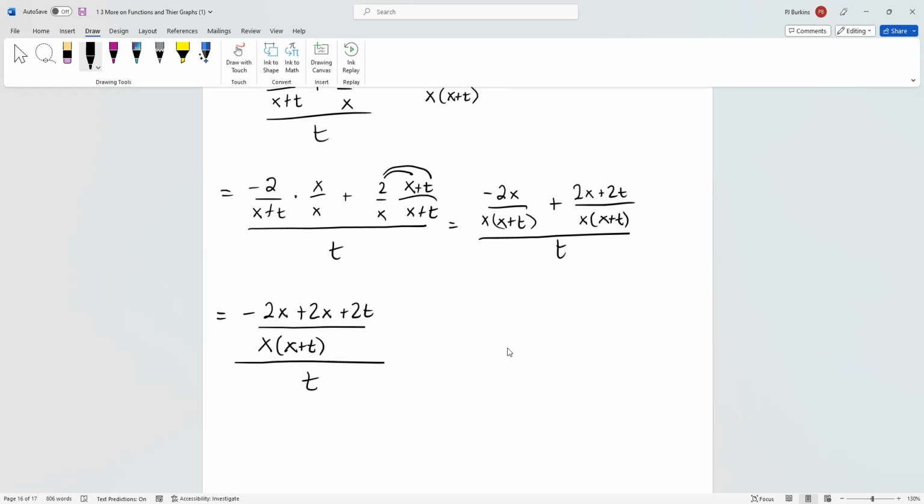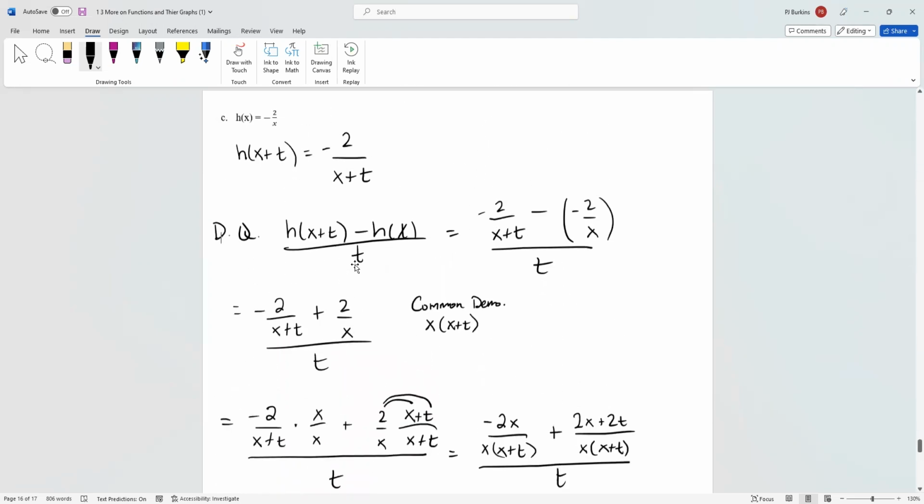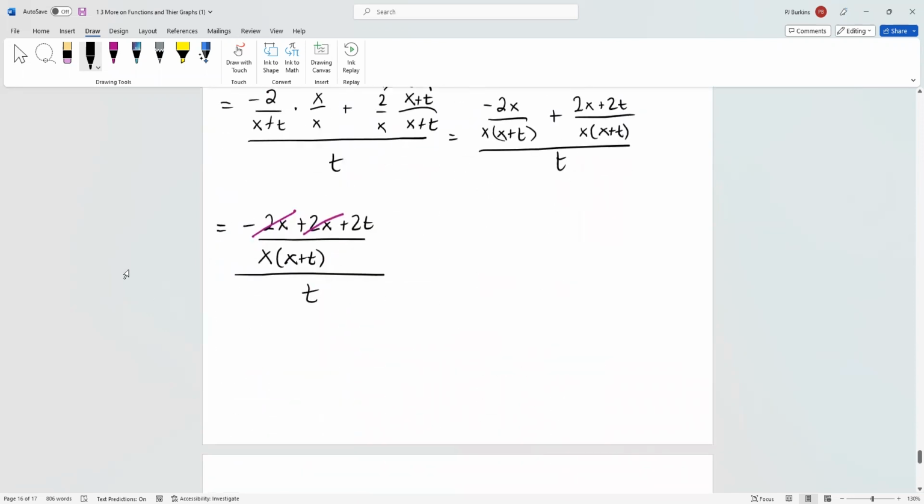Okay. Now what did that do for us? Well, now we've got minus 2x plus 2x. That's gone. Okay. And if you think about it, that's really the original function being canceled out, right? 2x over x times x plus t is really 2 over x plus t. So that's canceling out that original function, basically.